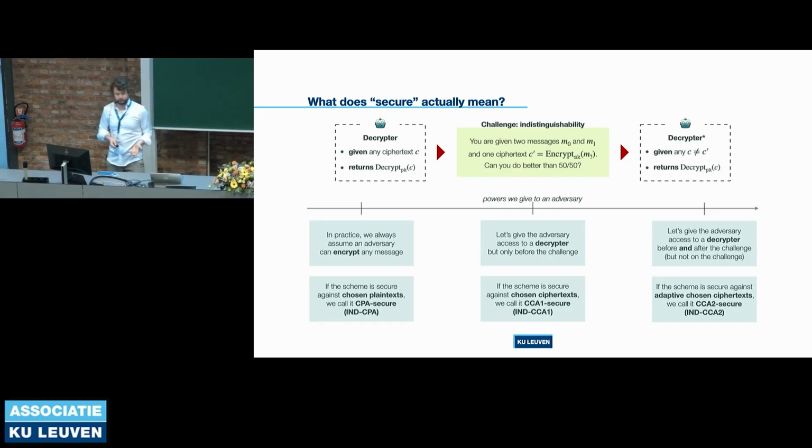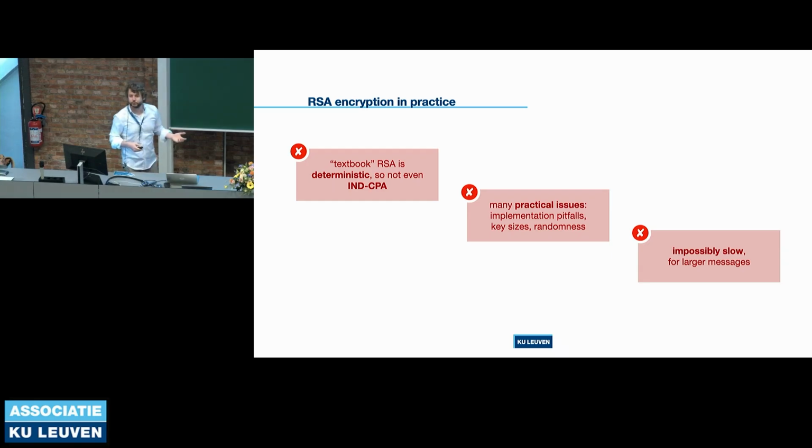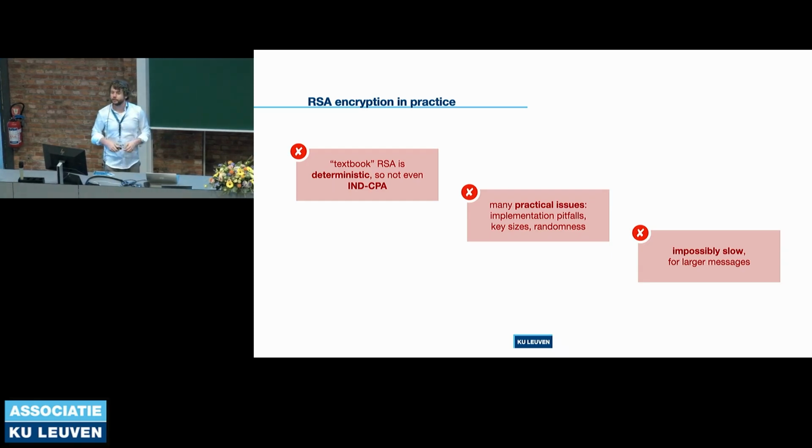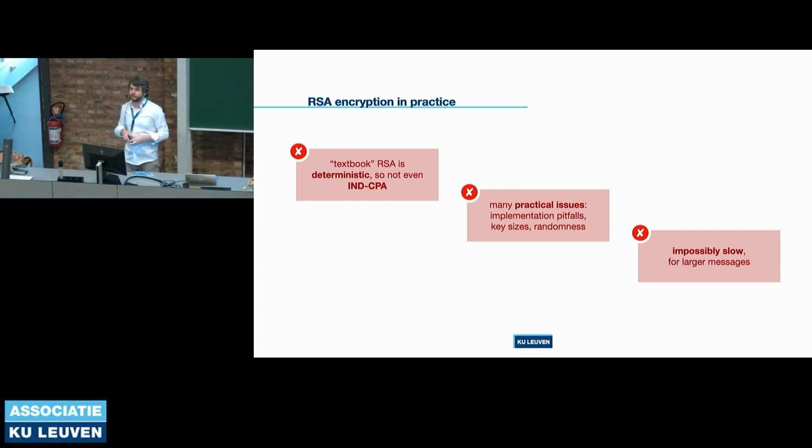The problem is, already for RSA, we're not even this chosen plaintext secure, right? Because RSA is deterministic. If I give you the same message, it's going to be encrypted in the same way in this textbook version that I gave you. So it doesn't really achieve that much security in the first place. And that's what's causing a lot of problems in RSA.